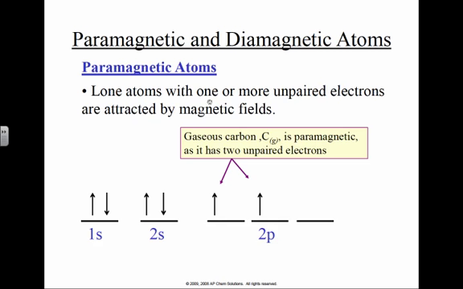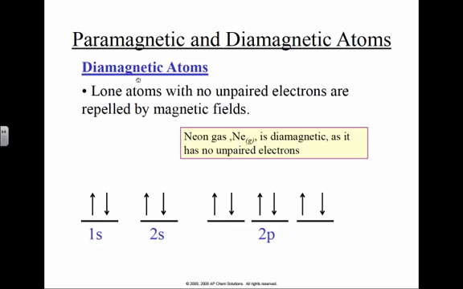Lone atoms with 1 or more unpaired electrons are attracted by a magnetic field, and we call them paramagnetic. Lone atoms with no unpaired electrons, like neon, neon is 2p6, all the electrons are paired up, repel magnetic fields, and therefore we call them diamagnetic.